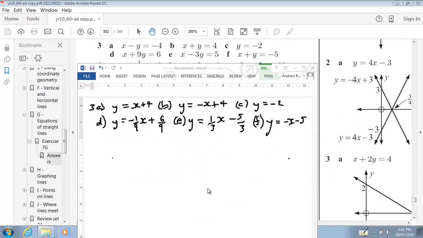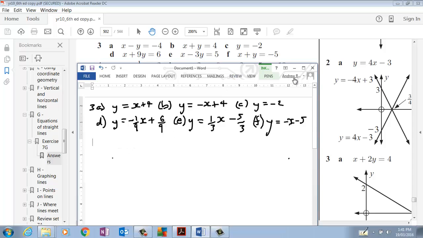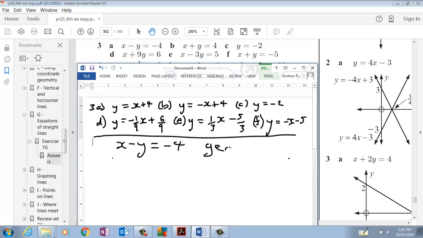Now, if you're interested to know how I got the slope-intercept form from the general form, I'll explain that with the first example. What they had written down in the back of the solutions for 3 part A was x take y equals minus 4. That's what we call general form. The general form starts off with the x, followed by the y, followed by the number. We want it in slope-intercept form, where we want y by itself on the left-hand side. To get y by itself, we have to get x over the other side.